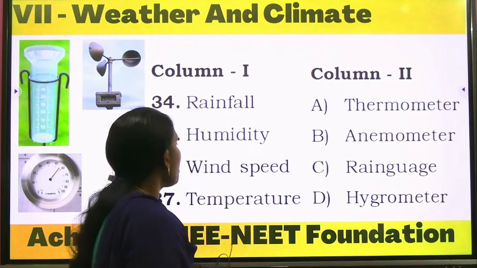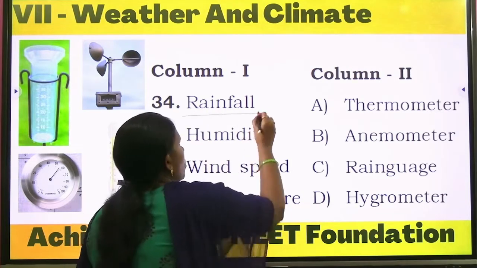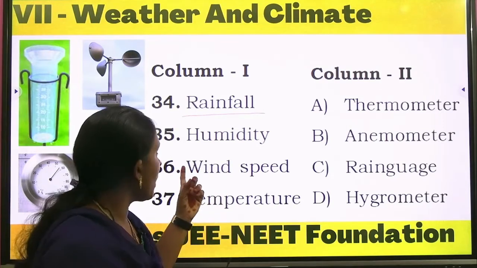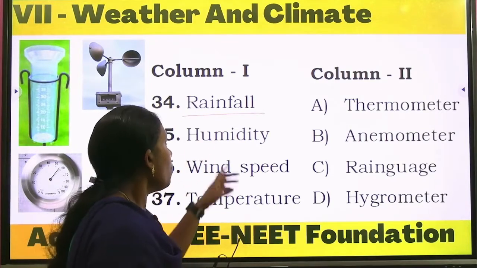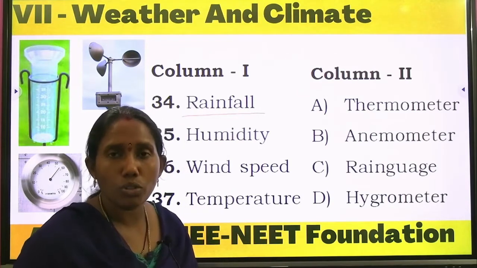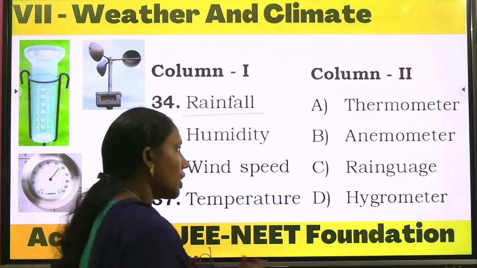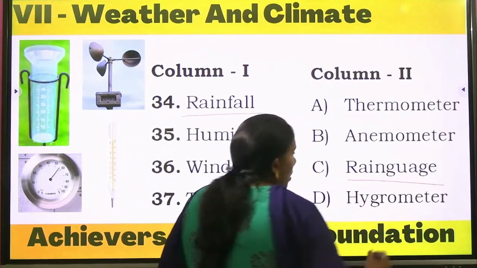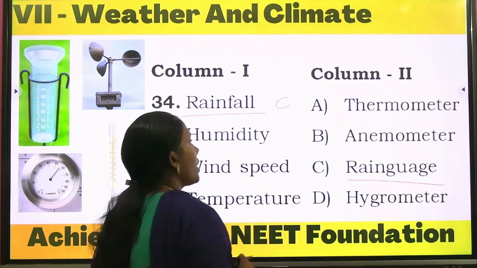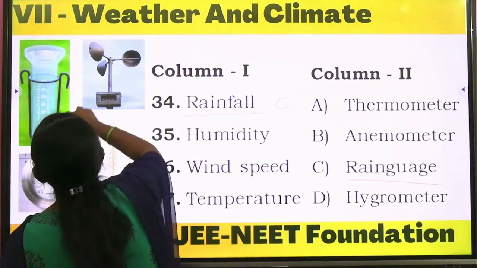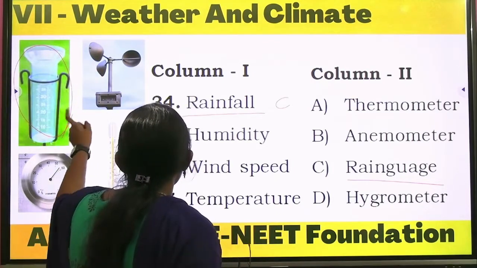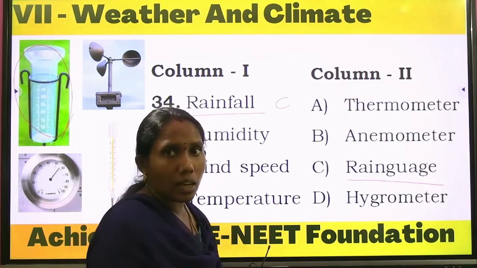So come to the first one, rainfall. In the single correct answer type conceptual understanding questions we studied this question, right? What is the instrument we use to measure the rainfall? It is the rain gauge. Already this question we have discussed. So I will go with option C for rainfall. The rain gauge will be like this. In the picture you can see this is the rain gauge. By using this one we measure the rainfall.